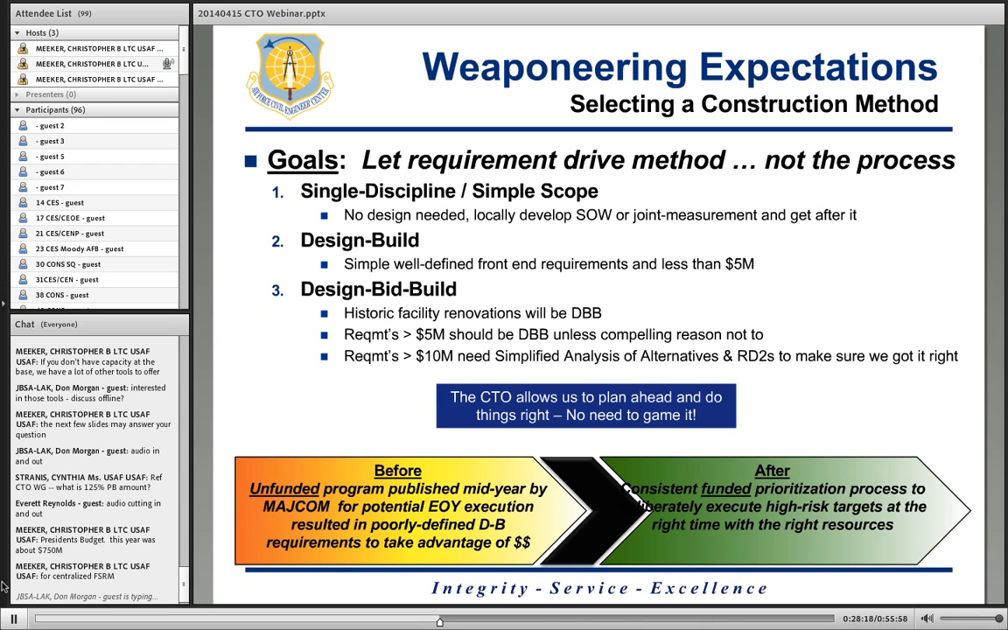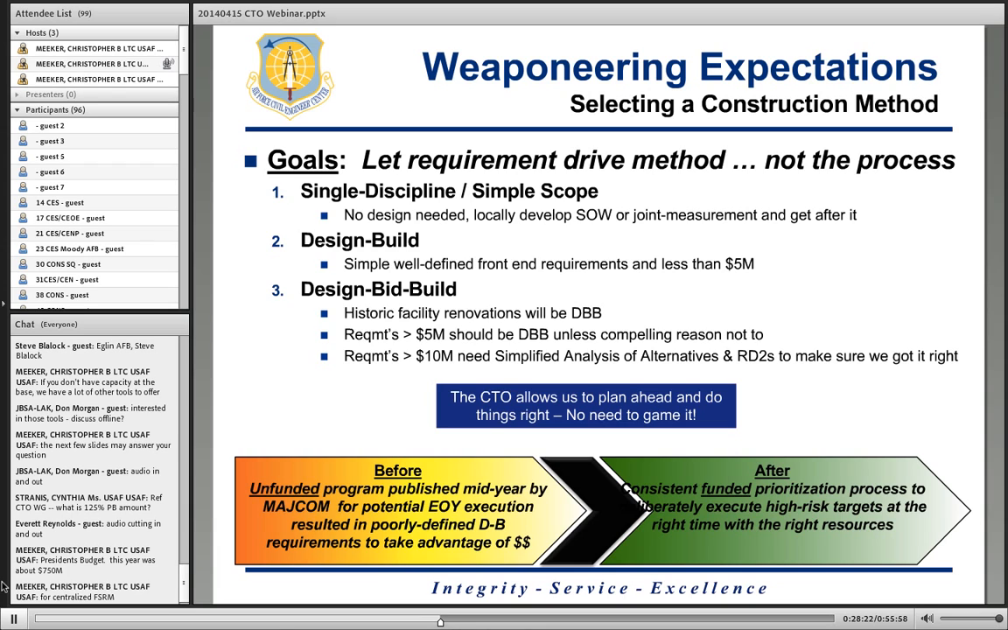All right, the other piece that we've received some feedback on so far, and we just wanted to lay it out there for you, and it doesn't show up perfectly on the DCO, is weaponeering and how that's going to be done. So the first step there is let the requirement drive the method, not the process. And we laid out the 3 different construction methods that we typically use. Some that aren't included on there might be service contracts or something else, and they'd probably fall in that number 1. But the single discipline, simple scope stuff, the SABRE IDIQ type requirements, where our PMs can write a simple statement of work or do a joint measurement and we can get after it. We don't need to have much involvement in those at all other than executing them at the base, because that's the bread and butter. If we have a simple, well-defined front-end requirement, let's get after it as a design build, if it's less than $5 million.